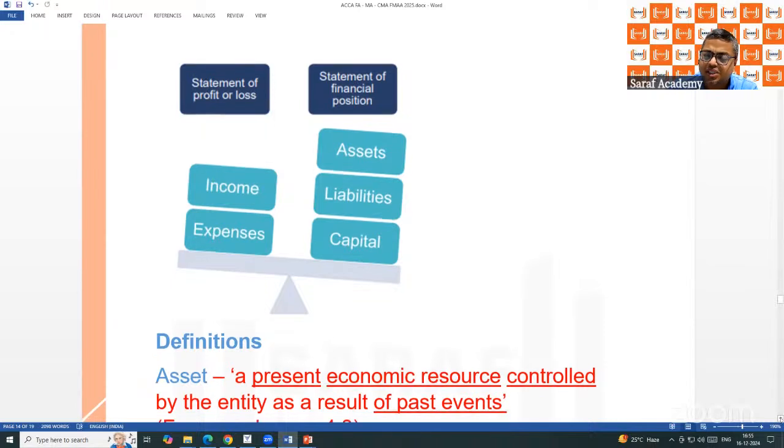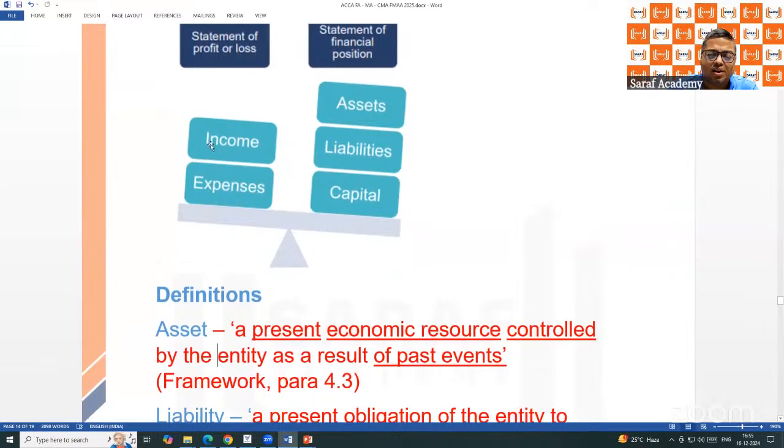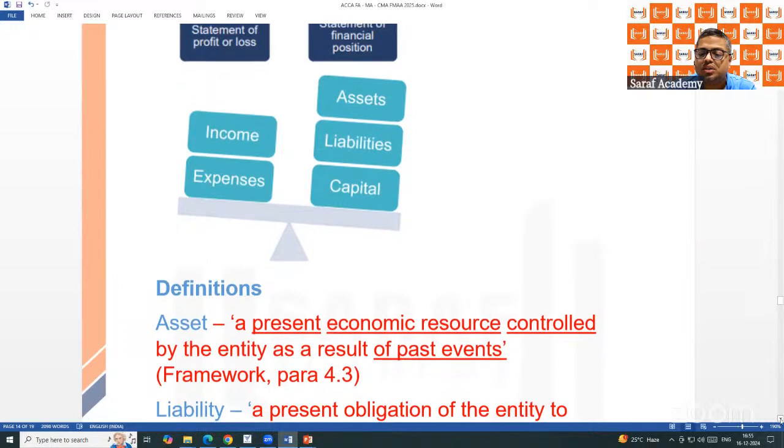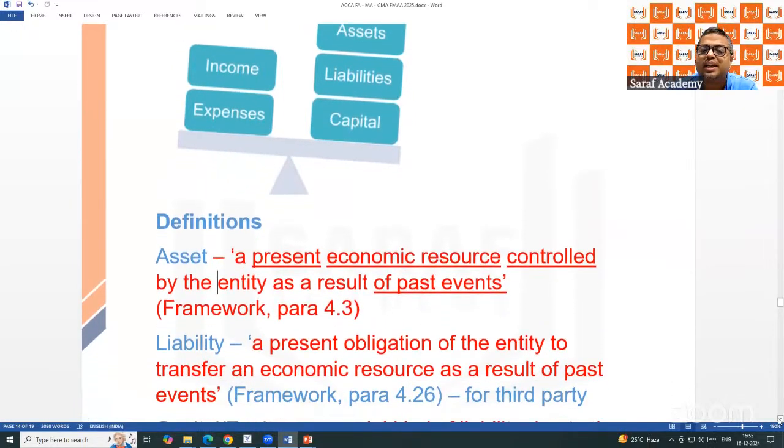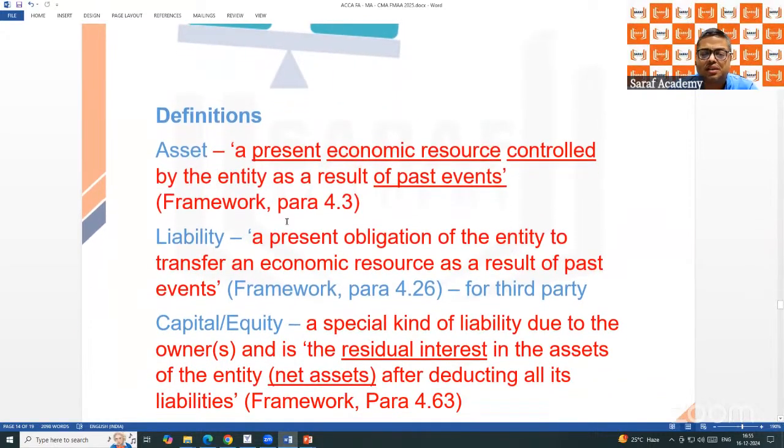Whatever transactions arise, they will be affecting these 5 things. There is no 6th thing in accounts. Maybe we study accounts for 10 years, then also there are 5 elements: assets, liability, capital, income, and expense. Assets, if we go with the bookish definition, is a present economic resource controlled by the entity as a result of a past event. It is difficult to interpret the definition, but you have to.